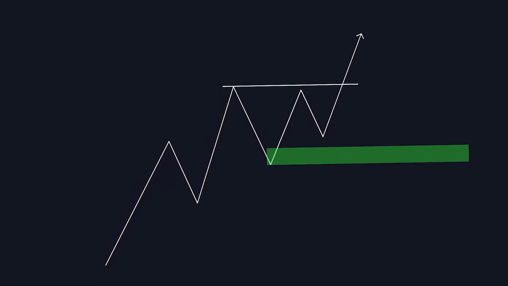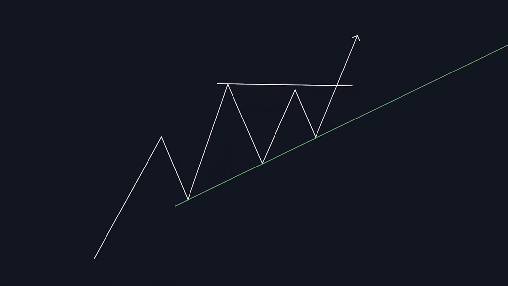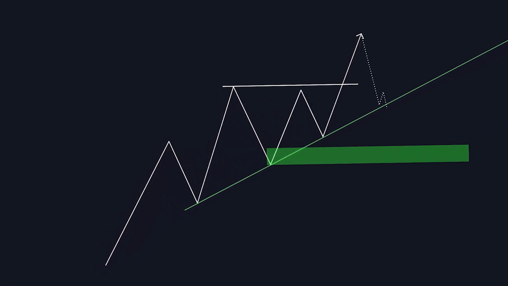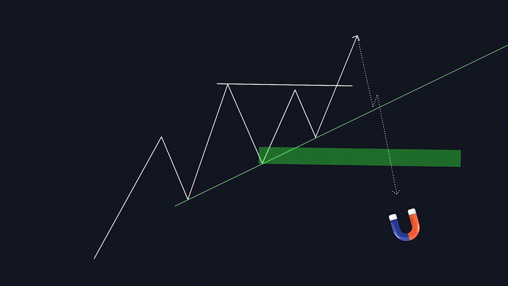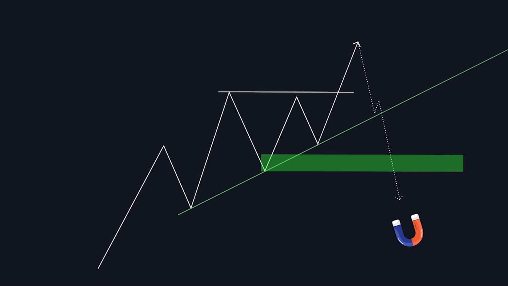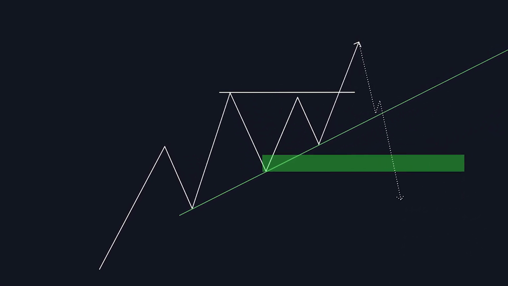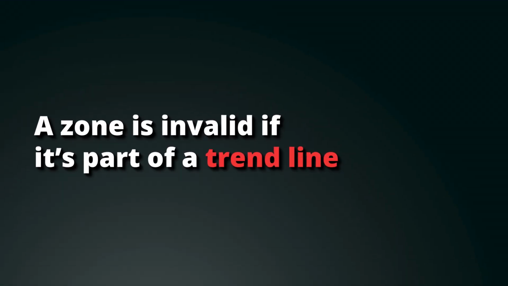That's where we'd typically expect a price reversal. But there's one key detail we need to pay attention to. We can see a trend line, and that changes everything. If the price breaks through this trend line, it's likely to keep moving lower because trend lines often act as a magnet for price action. So even though this zone technically meets the structural criteria, it's not a good setup because it's part of a trend line move. Key takeaway: a zone is invalid if it's part of a trend line.